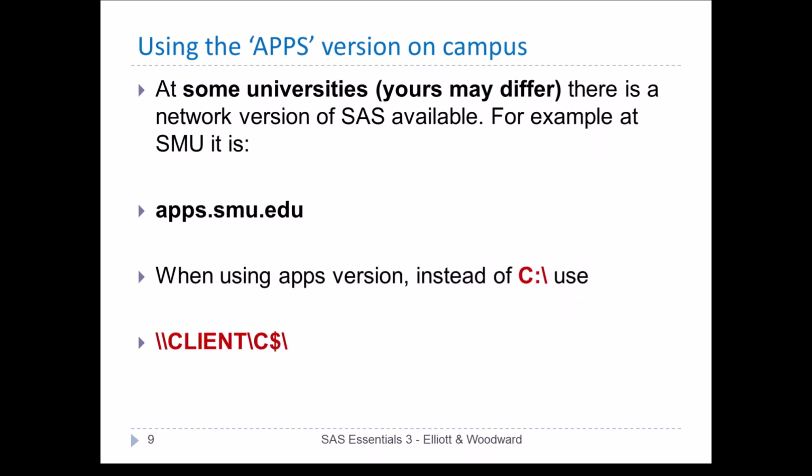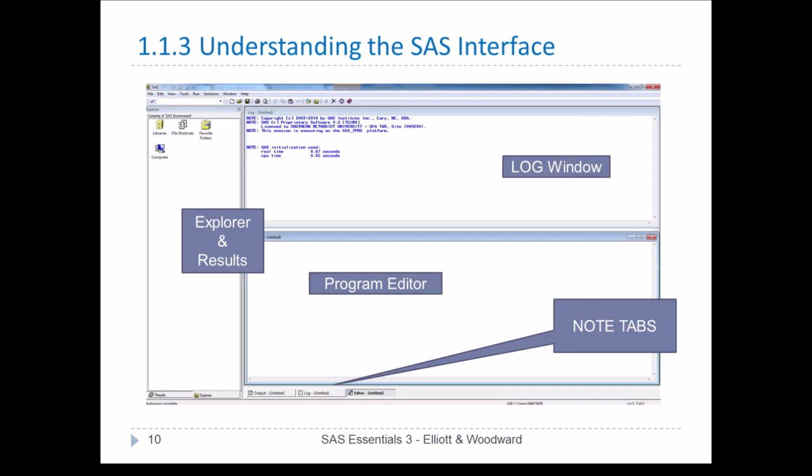Also, at some universities, for instance, the one I'm familiar with, uses a version on the network and requires that instead of using C:/ like we're using C:/SAS data, you use //client/C$. So it looks a little cumbersome, but actually after using it 2 or 3 times, you'll get used to it. So again, if you're using this kind of version, then you'll need to substitute this client string instead of the C:/ whenever you see that in the text or in the examples.